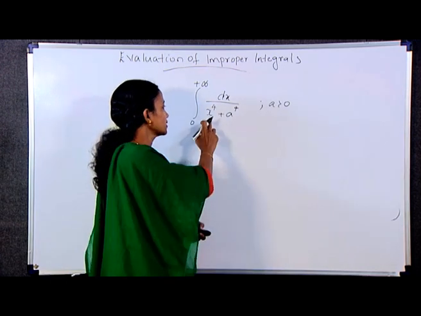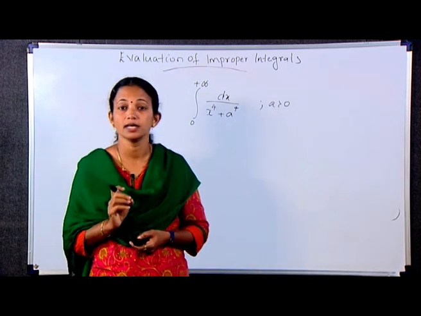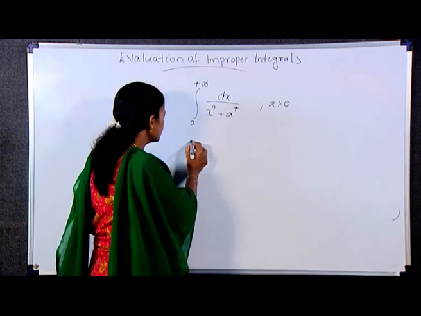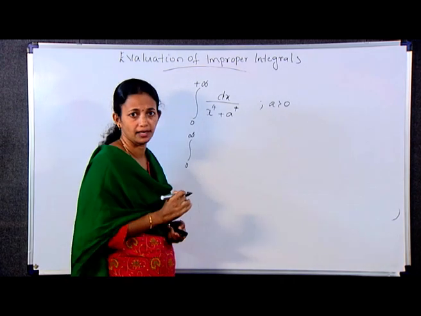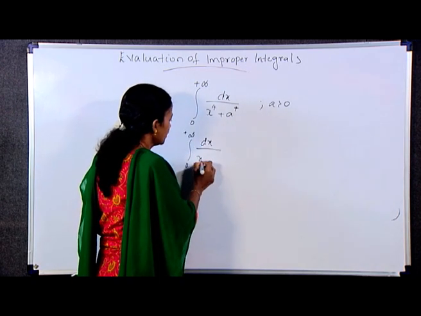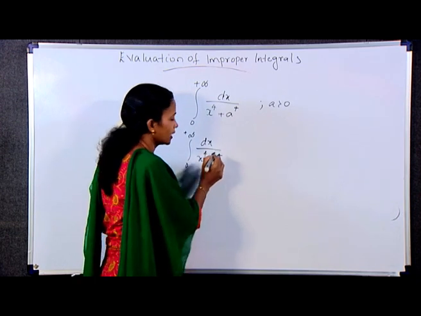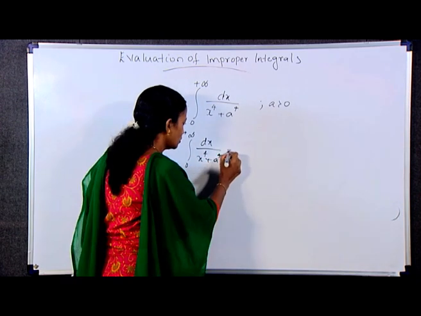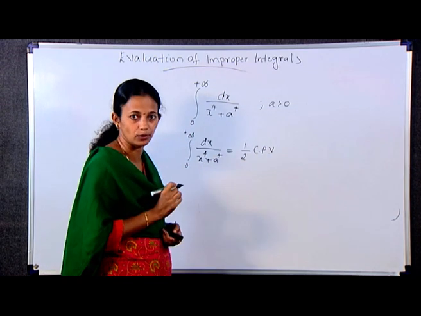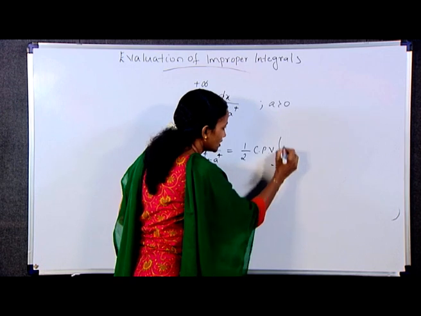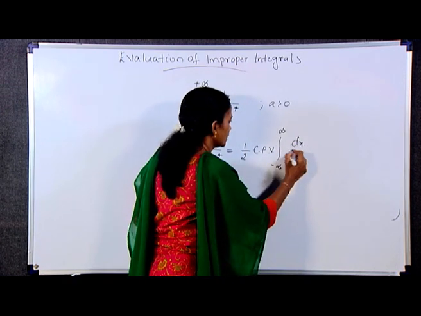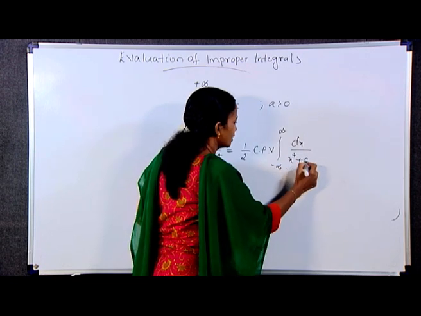Since 1 by x raised to 4 plus a raised to 4 is an even function, we have by theorem the integral from 0 to plus infinity of dx by x raised to 4 plus a raised to 4 is equal to 1 by 2 times the CPV, Cauchy principal value, of the integral from minus infinity to infinity of dx by x raised to 4 plus a raised to 4.